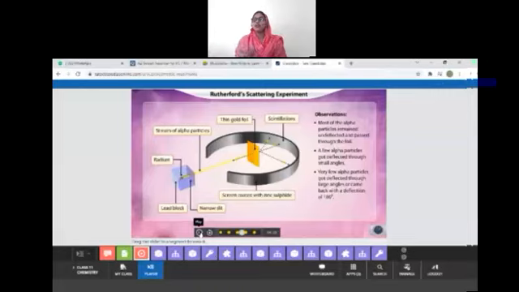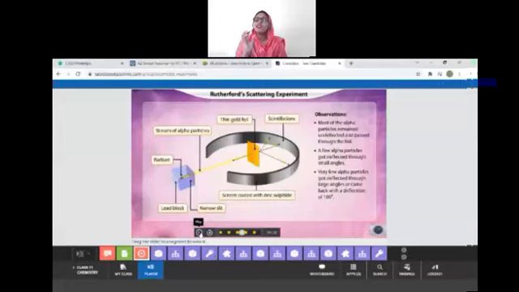So then they tried to put forward a new model based on the alpha scattering experiment, and that is the Rutherford atom model. So what is the first observation? Most of the alpha particles pass through the gold foil undeflected. And what does that indicate? It indicates that most of the space of the atom is empty.